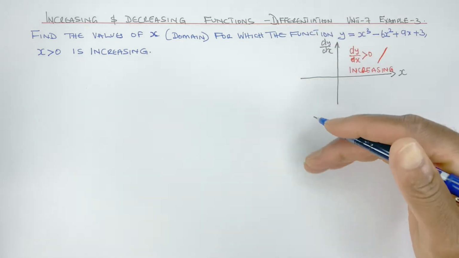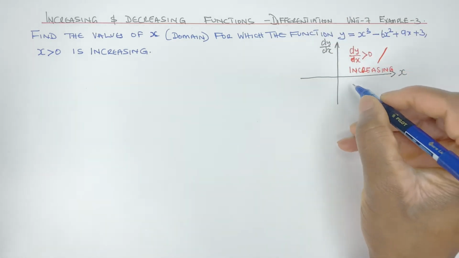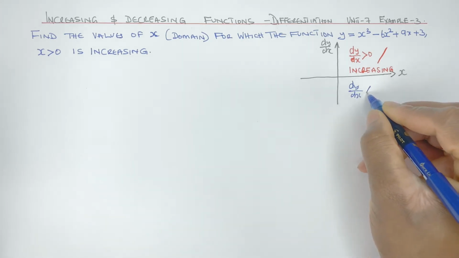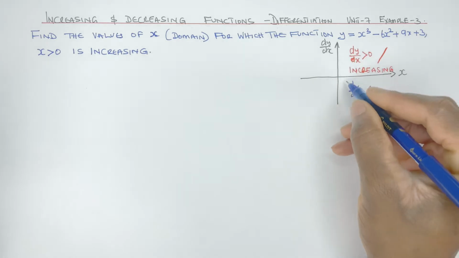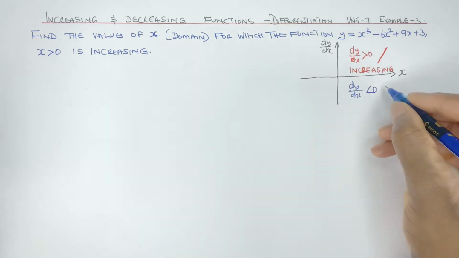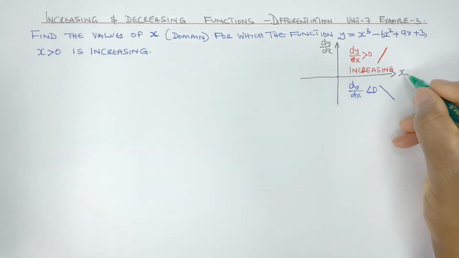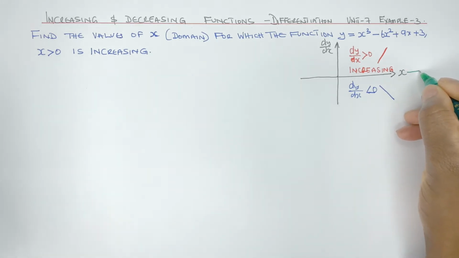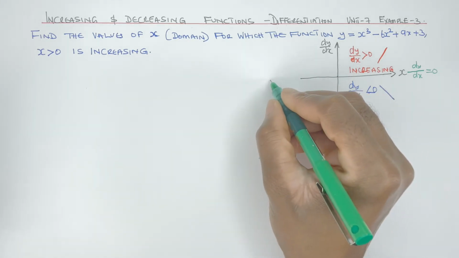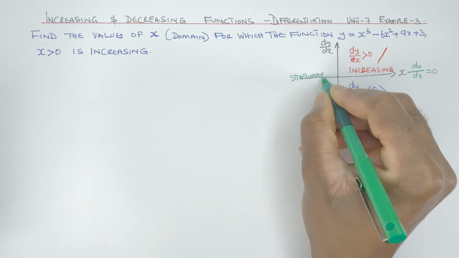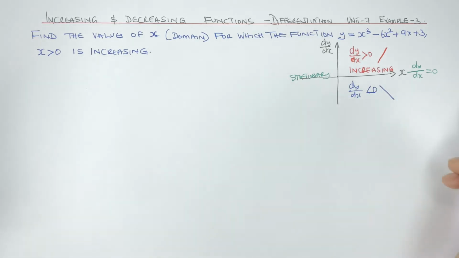And the negative part of dy/dx below 0 here is less than 0, as we can see, because this is 0, this is less, and that's a negative slope. And the horizontal part here, the x-axis, is when dy/dx equals 0, and that's stationary. So the x-axis is stationary.